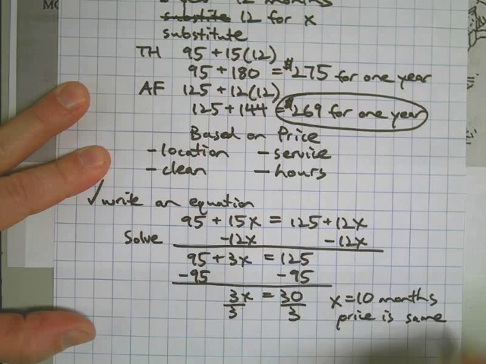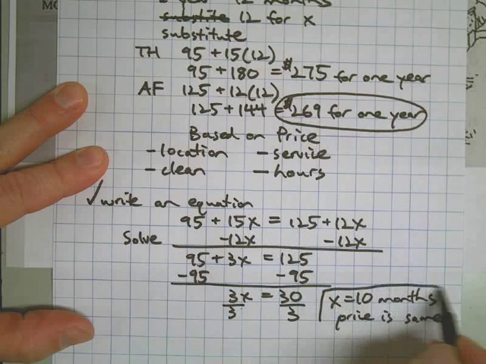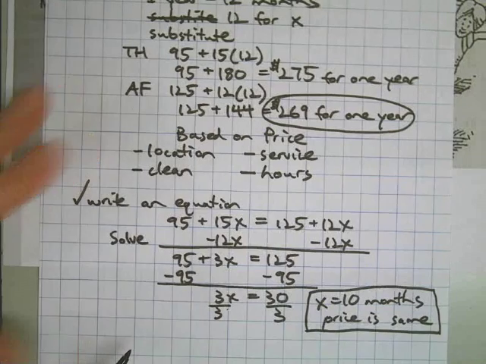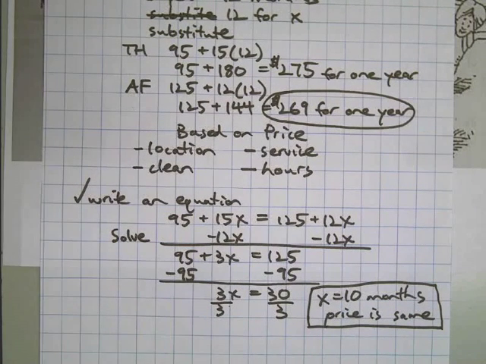It's one thing to solve an equation, but it's way more important to know what you're talking about, what that stands for, what does that answer mean. In this case, the answer is 10. Great. But more importantly, this 10 means that after 10 months, the price of the two clubs is the same. So now I'm going to graph this. Hold on just a moment, please.